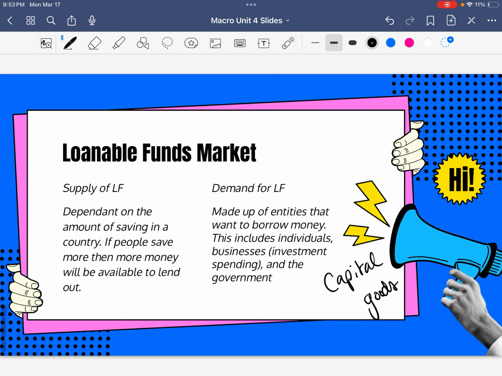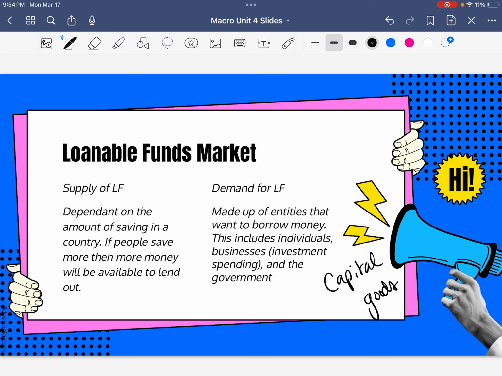The government also demands loanable funds, right? Sometimes the government spends money that it doesn't have. Where does it get that money? It gets it from banks. It gets it from lenders. It gets it from borrowing from technically foreign nations and its own citizens. And so we're going to see the government show up on this graph too.